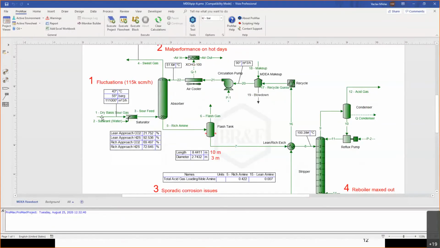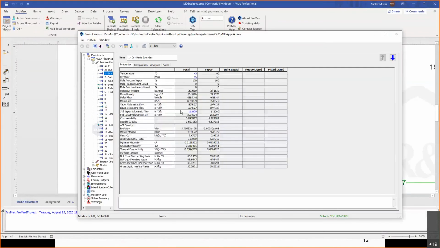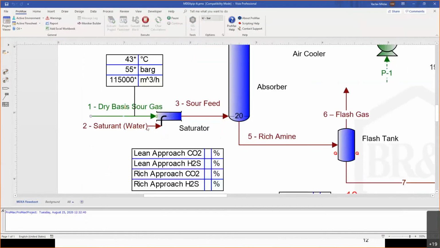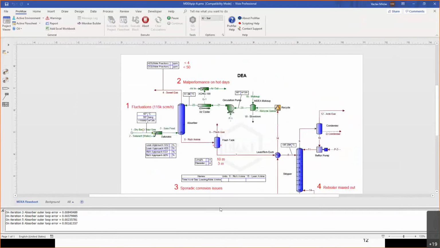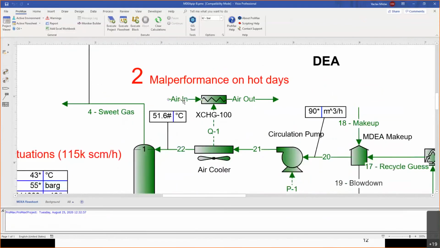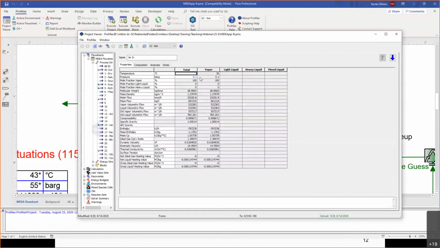So let's see how the unit performs if we have 115. That's the first case we're going to run. And we're also going to see what happens if we have really high temperature on a hot day.